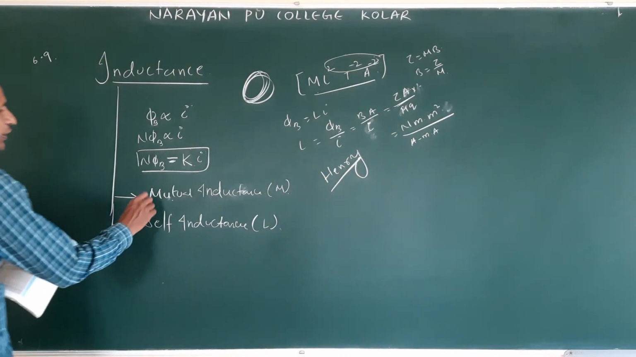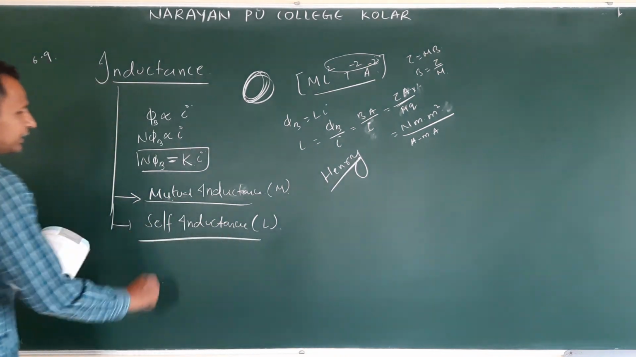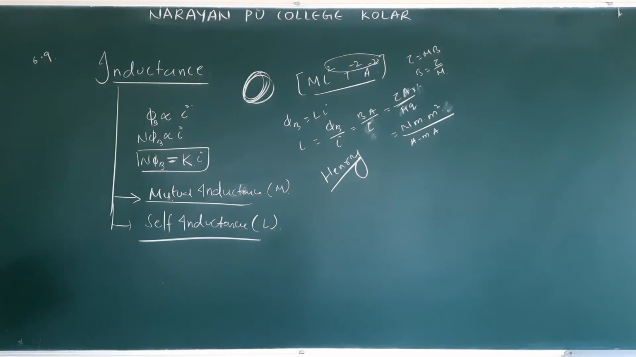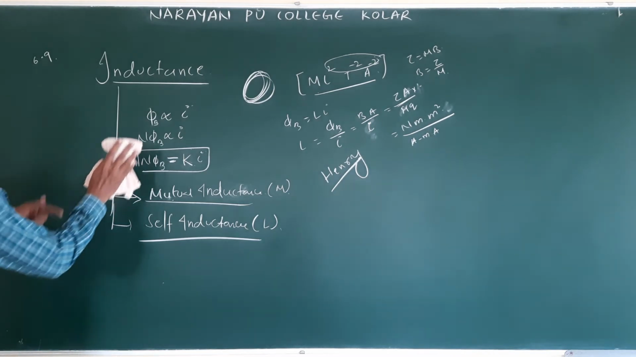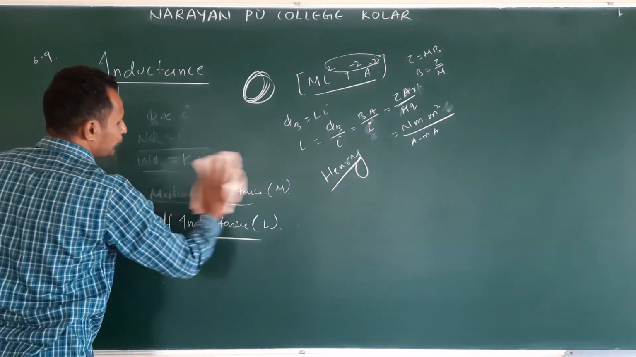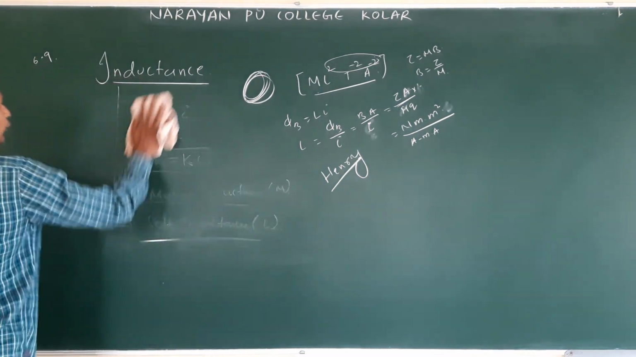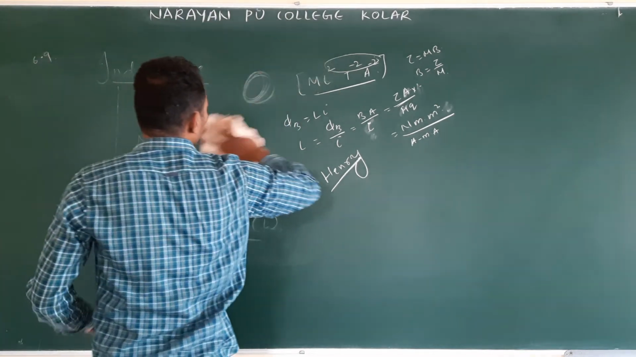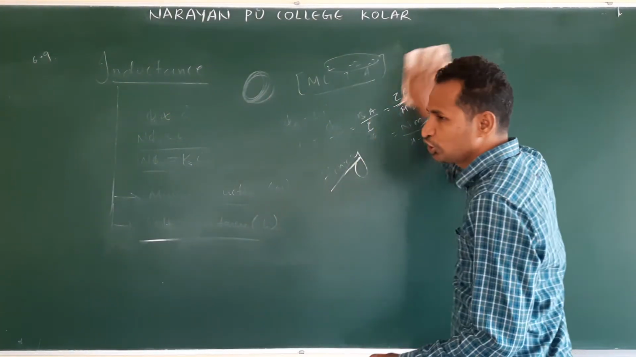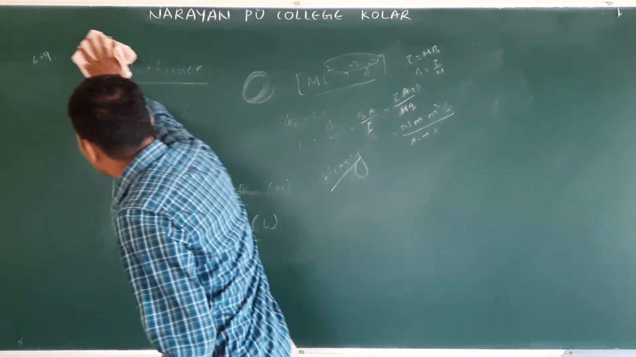Now we will see the definition of mutual inductance and self-inductance, and remember the dimensional formula, the unit, and whether it is scalar or vector. Now we will see what mutual inductance is. We are going to prove the derivation of the mutual inductance equation M.